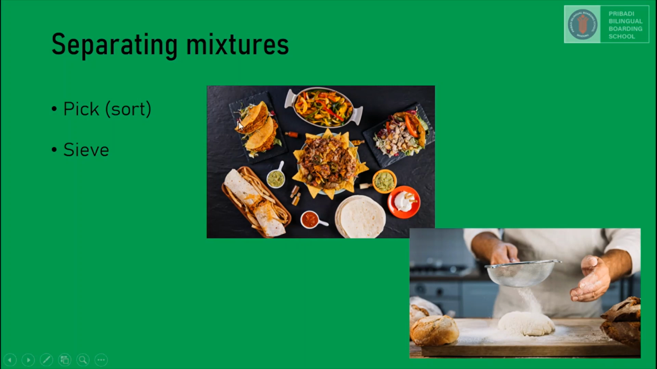So these are the two ways we separate a mixture, but this works only for solids. Yes, so this is the best way to separate a solid mixture. As you know, on the previous slide, you learned there are three types of mixture: solids, liquids, and gases. The methods of picking and sieving work for solid mixtures.